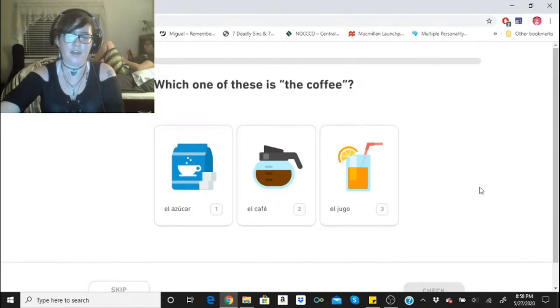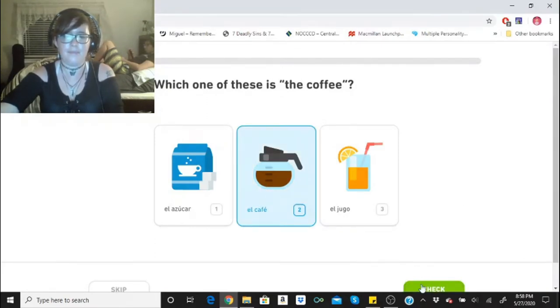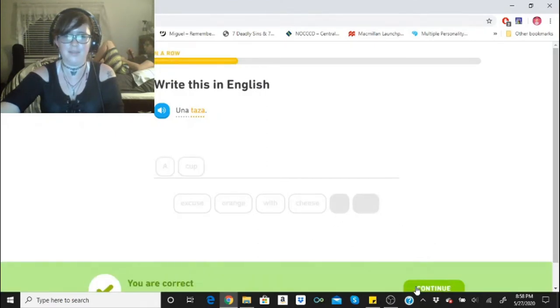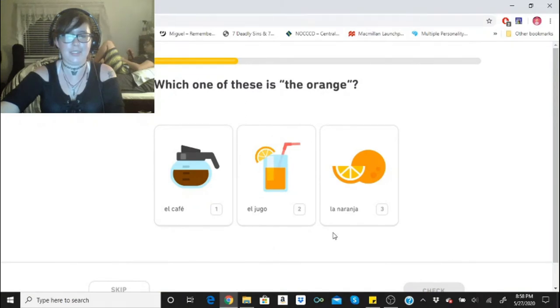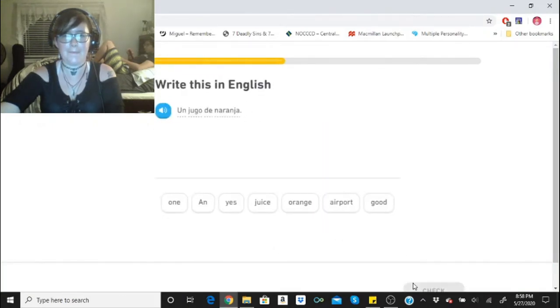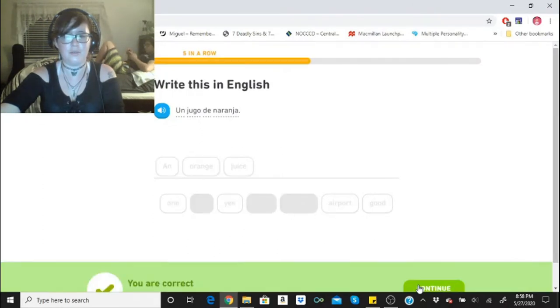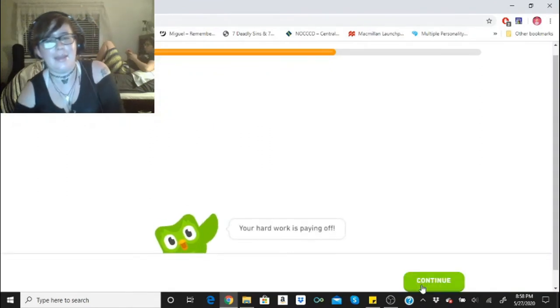Which one of these is the coffee? El café. Una taza. That would be a cup. Awesome. Which one of these is the orange? La naranja. Un jugo de naranja. That would be an orange juice. I don't know why I had to think about that.